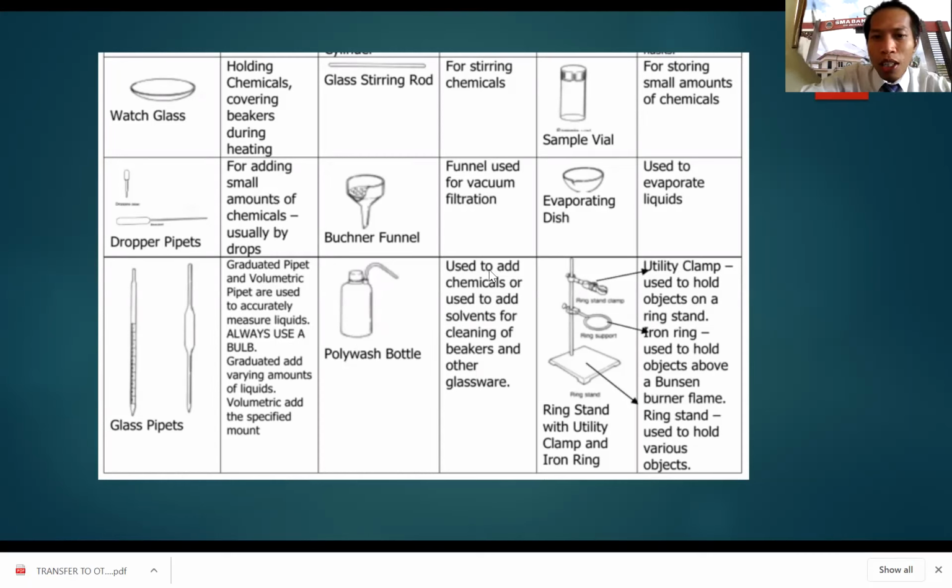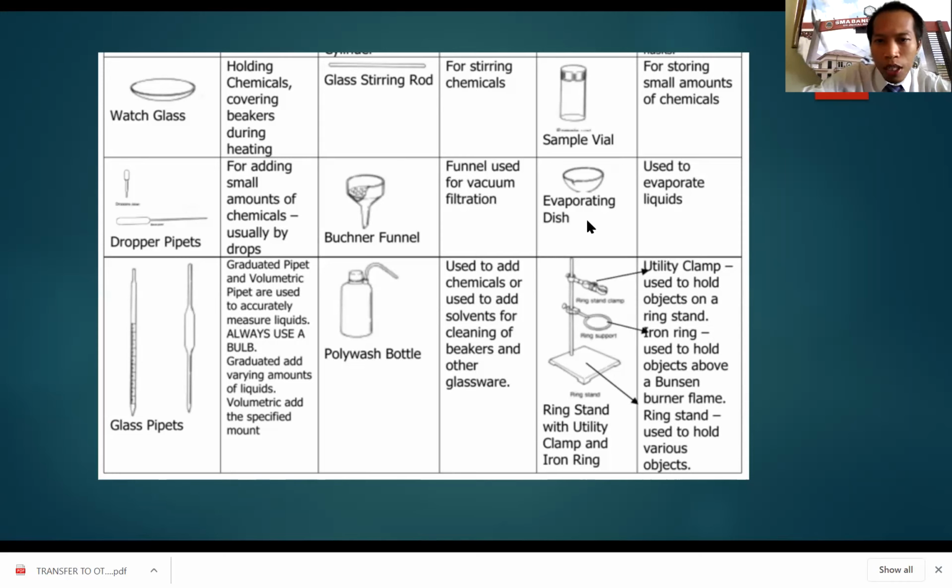It's generally used for what? To add a chemical, generally solvent or water. You need to add some water, for example, in your experiment, then you use this polywash bottle. This storing glassware, we don't have the storing glassware in our lab. It's not very important, but it is for storing, ya, menyimpan, storing a small amount of chemical.